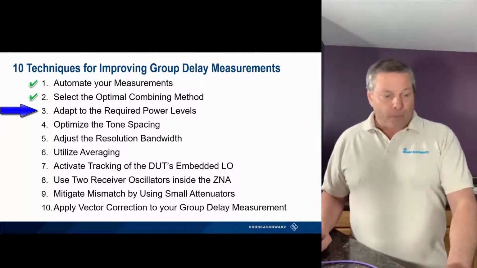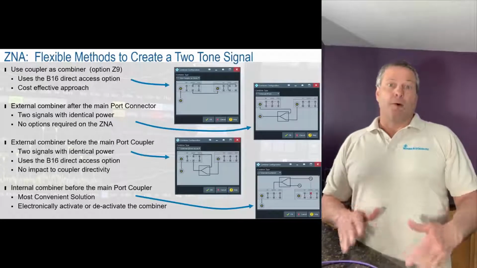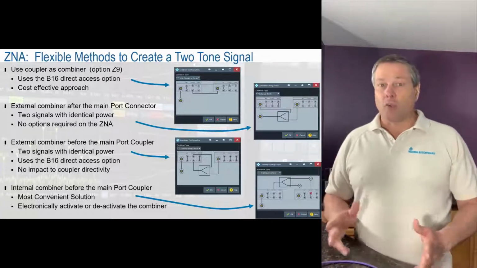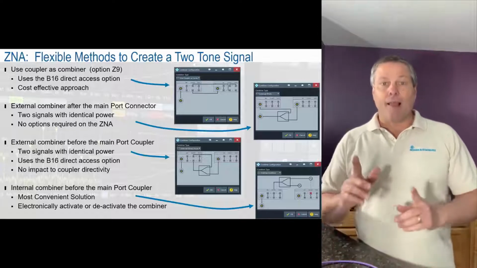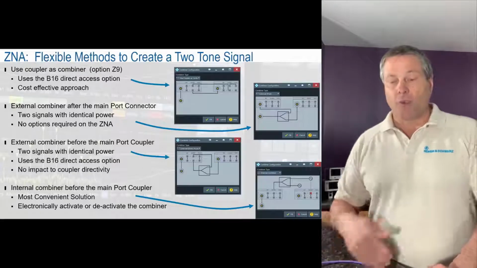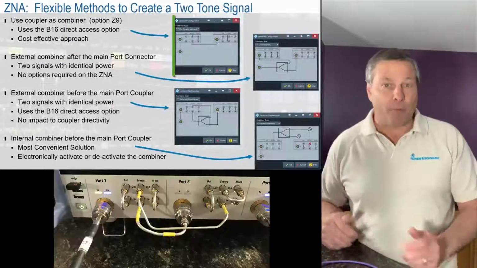Now, I'm also creating a two-tone signal. In the previous video, we talked about the different techniques we have for creating the two-tone signal, and I want to make sure I'm picking a technique and then leveling the tones so that I have the optimal signal-to-noise ratio. In particular, my favorite technique for creating the two-tone signal is to use the coupler as a combiner.